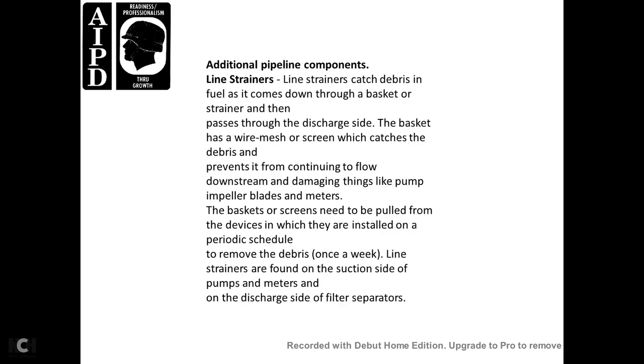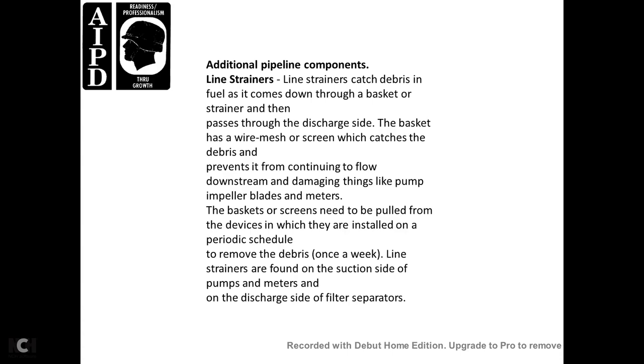Additional pipeline components: line strainer. Line strainers catch the debris in the fuel as it comes down into the basket. The strainer then passes the fuel through the discharge side of the basket, which has a high wire mesh screen that catches the debris, preventing it from continuing to flow and damaging downstream things like the pump and the impeller blades of the meters.